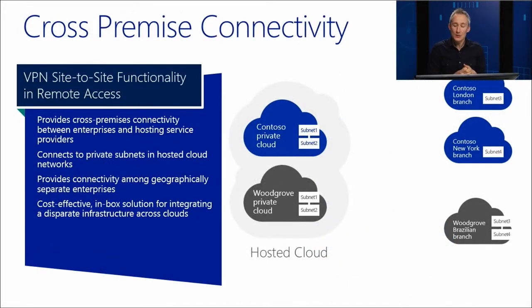And then when we think about how we start to enable that, we can utilize the site-to-site VPN capabilities that are built into Windows Server to enable that secure connectivity. And here on the slide, we have a couple of examples. We've got a Contoso private cloud, we've got a Woodgrove private cloud with multiple subnets, and we've got different clouds that are existing in different physical locations outside of their main enterprise.